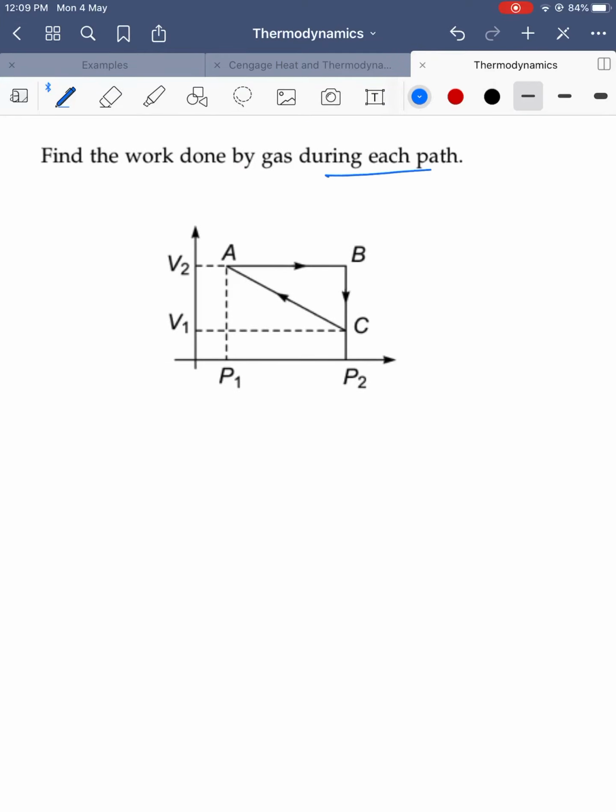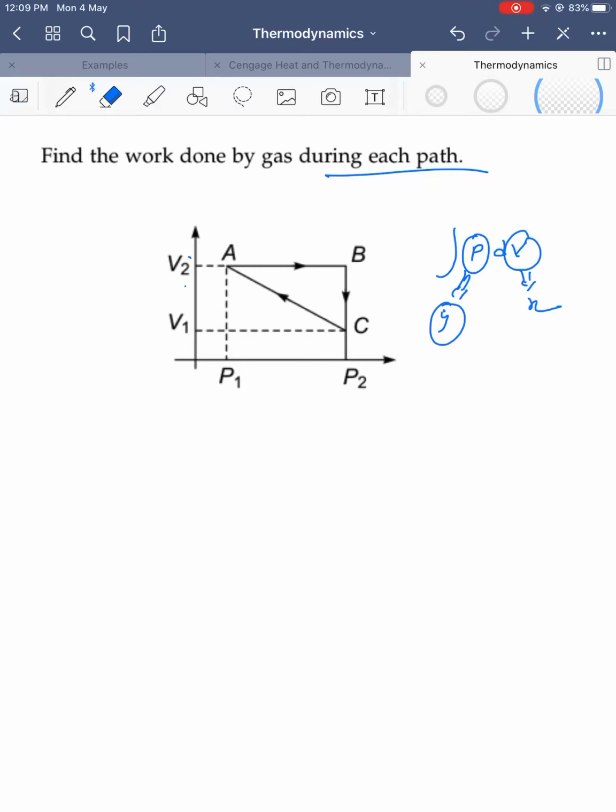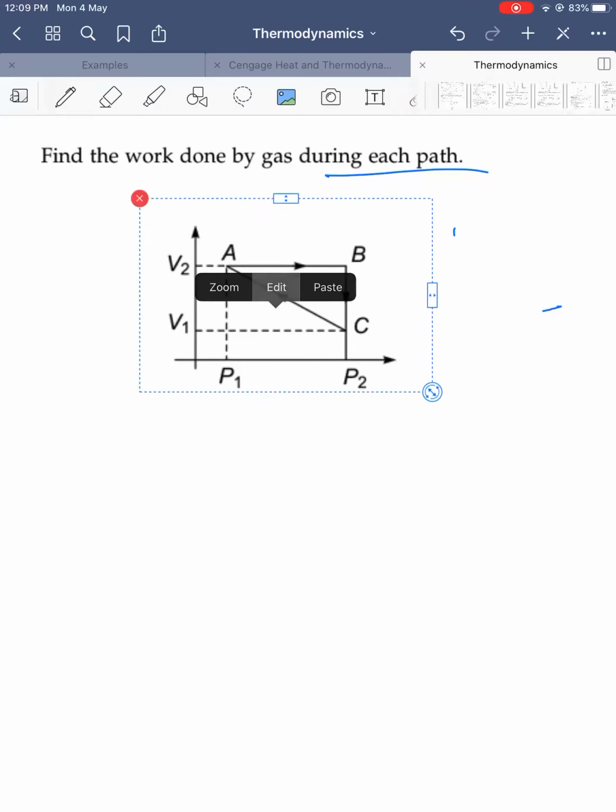Generally, whenever you see a question like this, you may find the area under the curve directly. This is wrong, because for the area under the curve, the formula is the integral of P dV. P should be on which axis? Y axis. Volume should be on which axis? X axis. Here volume is on the Y axis and pressure on the X axis. So we should not directly find the area under the curve like this. We should make P the Y axis. So let's move it.